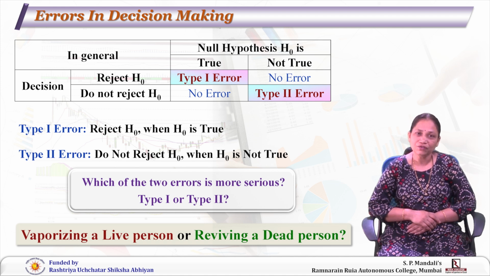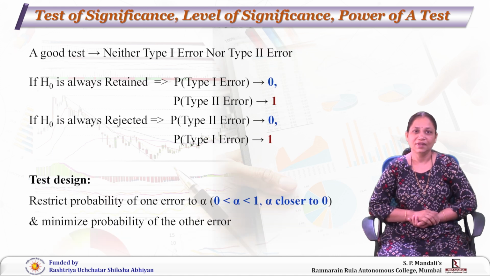Which one of the two types of errors is serious? To vaporize a live person or to revive a dead person? Obviously, type 1 error. Type 1 error is a very serious error. A good test will be a test which does not have either of the errors.